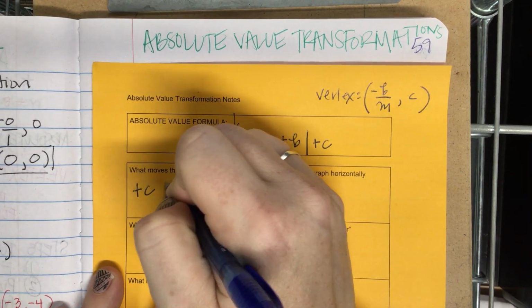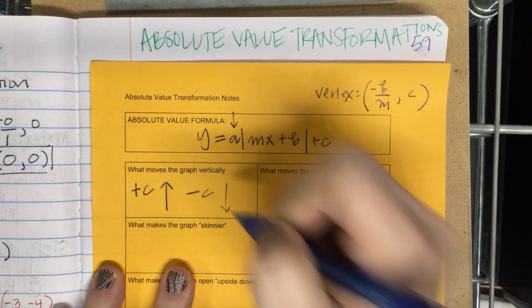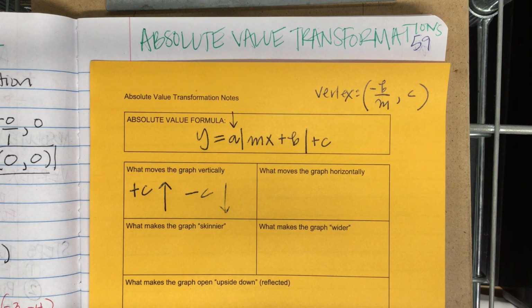Positive C moves it up, and negative C moves it down. Your C value is what determines if your graph goes vertical. If it says plus 7, that means your parent function compared to this graph, this new graph is 7 up because it says plus 7 at the end. Your C value is positive 7. If your C value was negative 2, your graph would go down 2 spaces.